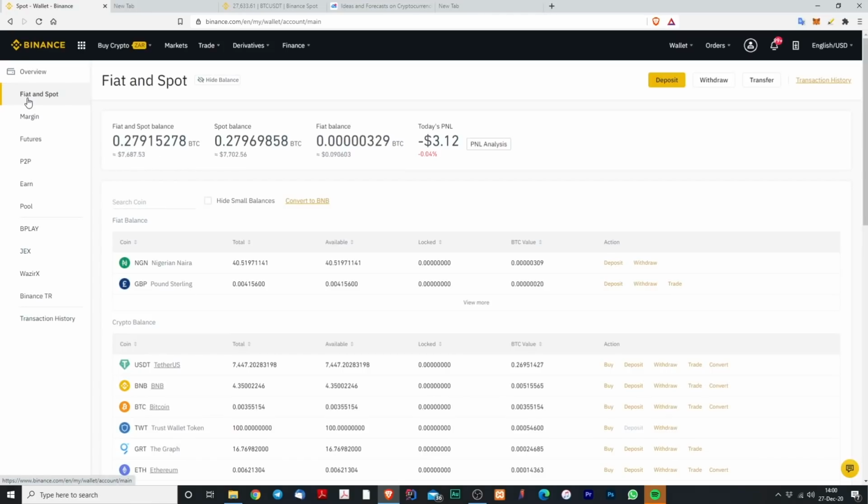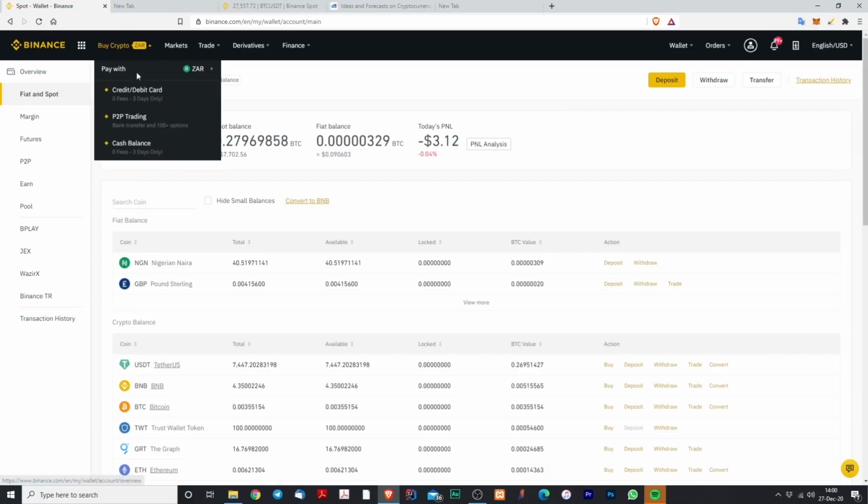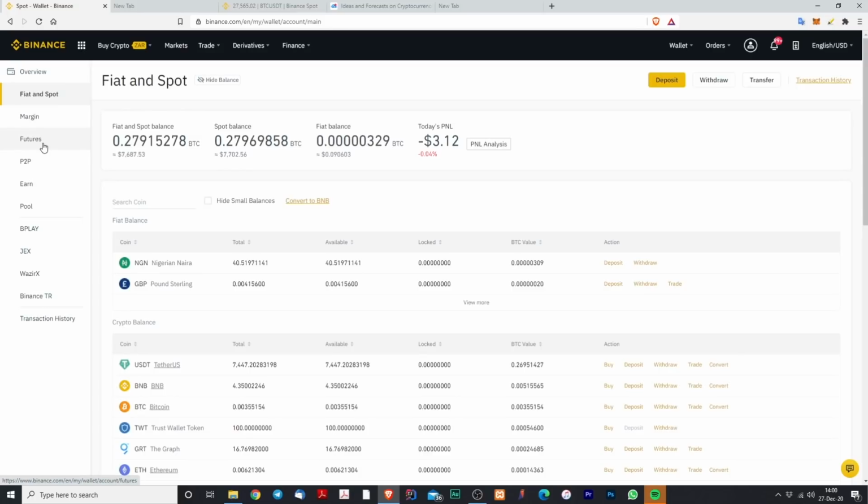So fiat and spot is the main wallet that you use for spot trading, or that you use to deposit or to withdraw from. So if your money is in other wallets like margin or futures, you cannot withdraw it, say, sending it out to another wallet or withdrawing out of Binance. Whenever you want to withdraw, you use this wallet. All these other wallets have a feature that allows you to transfer your funds from margin or futures or P2P or earn wallets into the fiat and spot wallet.